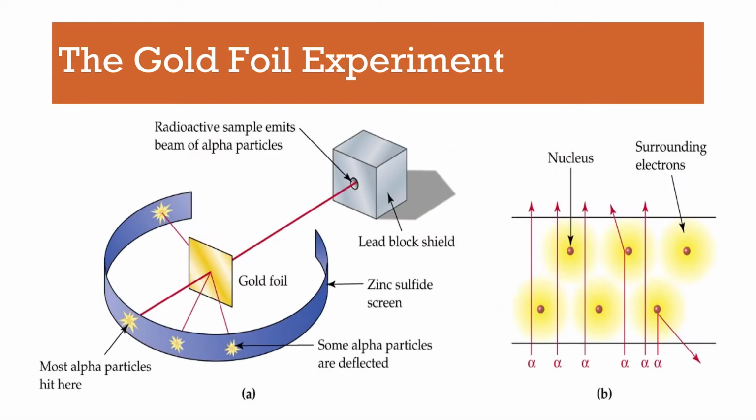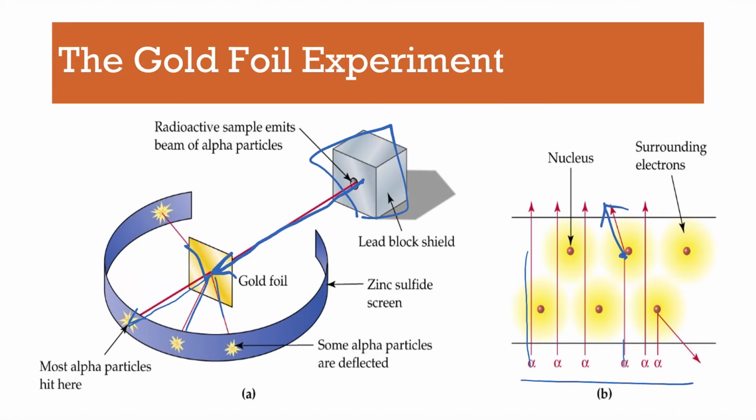So here's what his setup looks like. Here is where he shot out his alpha particles, and so they're going towards the gold foil. Now most of them pass straight through, but every so often one of them would hit something and bounce off in a different way. And that's kind of what this is showing here. These alpha particles, most of them pass right through, but every once in a while you get one that hits perfectly on that nucleus and shoots it a different way.